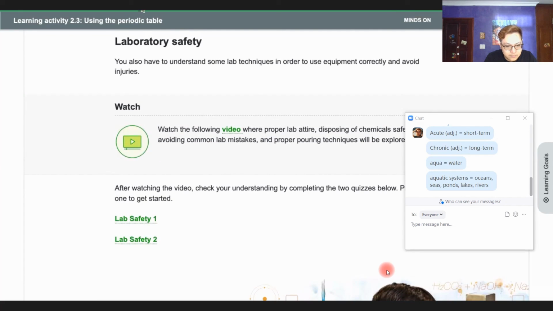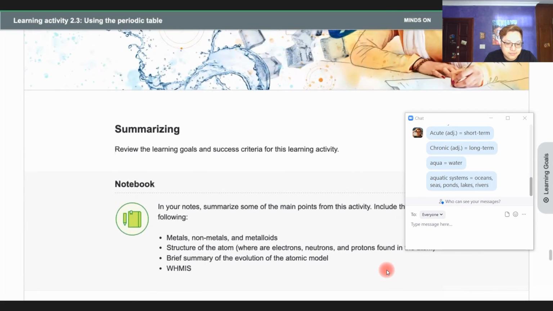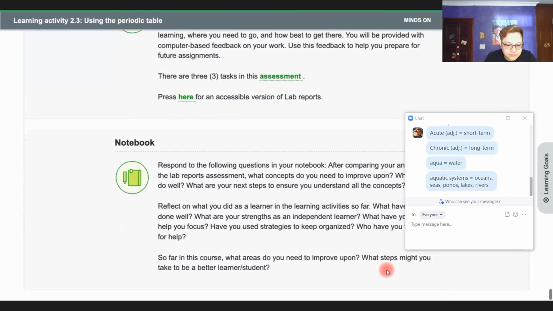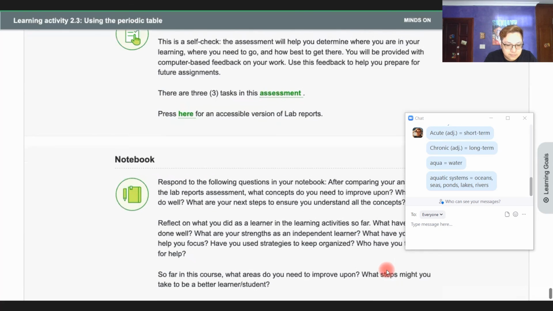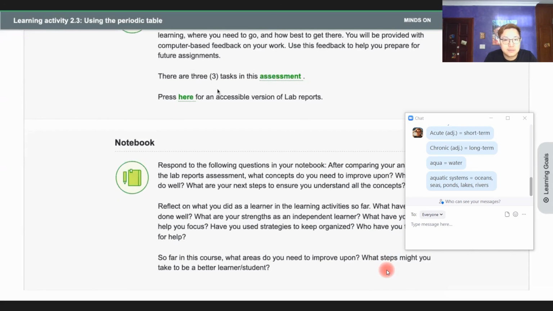Laboratory safety. You also have to understand some lab rules in order to use equipment correctly and avoid injury. Reviewing the learning goals and success criteria to the learning activity. And I think that's it for the periodic table.